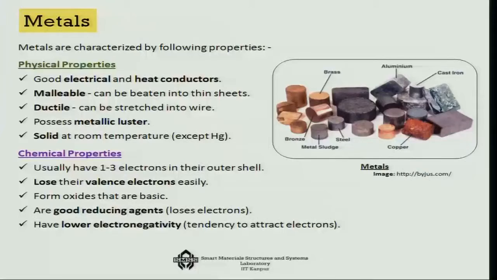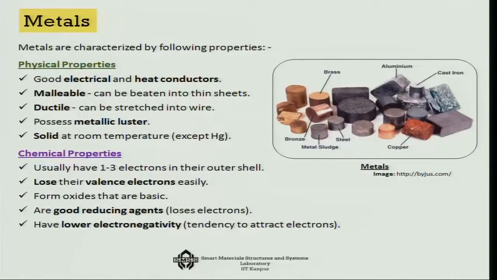Now, when we talk about metals, this is very well known to you, but let us just recapitulate, because this is an introductory lecture. What do we mean by metals? What are the basic physical properties? When we talk about metals, they have very good electrical and heat conduction. They are very malleable. You can beat them into a thin sheet. They are very ductile. They possess something called metallic lustre, which is why some of the metals are used for ornamentation. They are generally solid at room temperature except mercury.